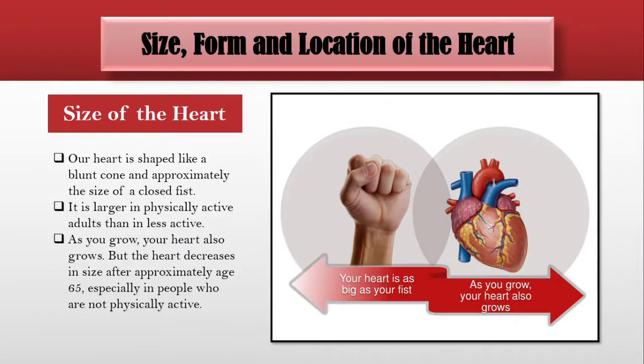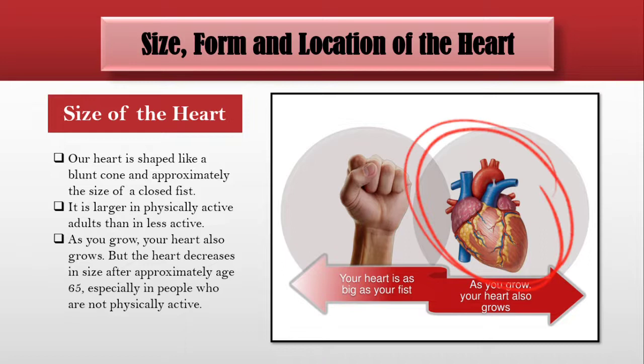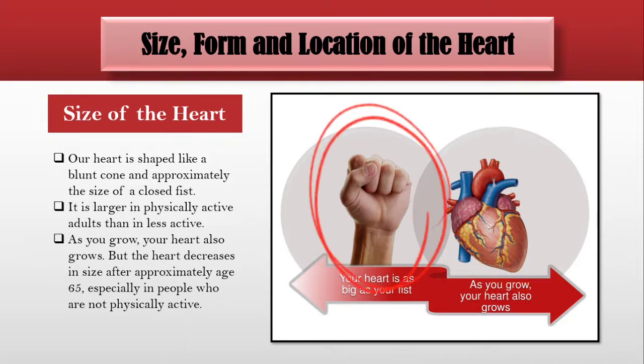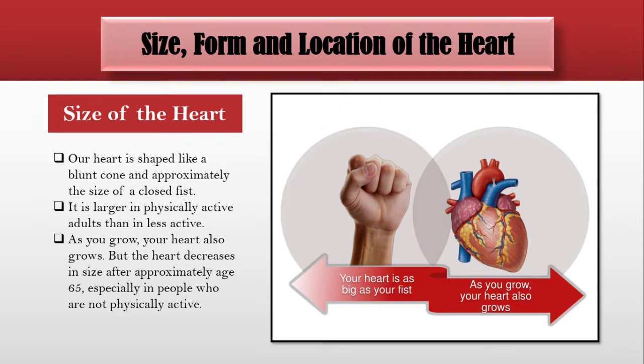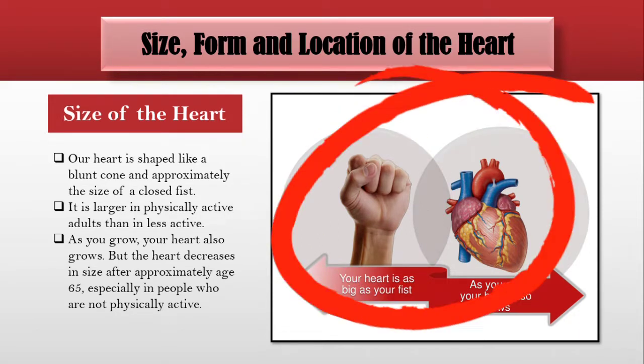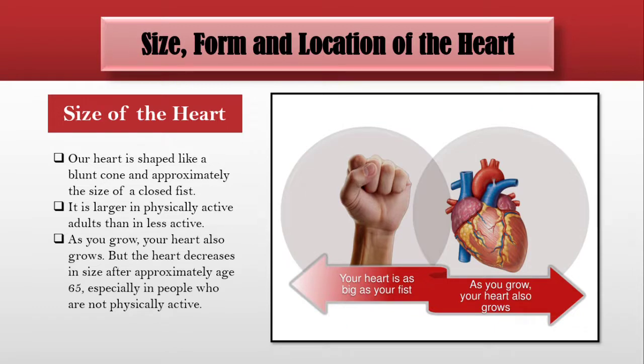The next subtopic will be the size, form, and location of the heart. When it comes to the size of the heart, we all know that our heart is shaped like a blunt cone and is approximately the size of our closed fist. As you can see in the picture, our heart is just like a closed fist. Did you know that it is larger physically in active adults than in the less active? And as we grow older, our heart also grows. But the heart decreases in size after approximately age 65. The size of our heart will decrease when we reach 65, especially if we are not physically active.